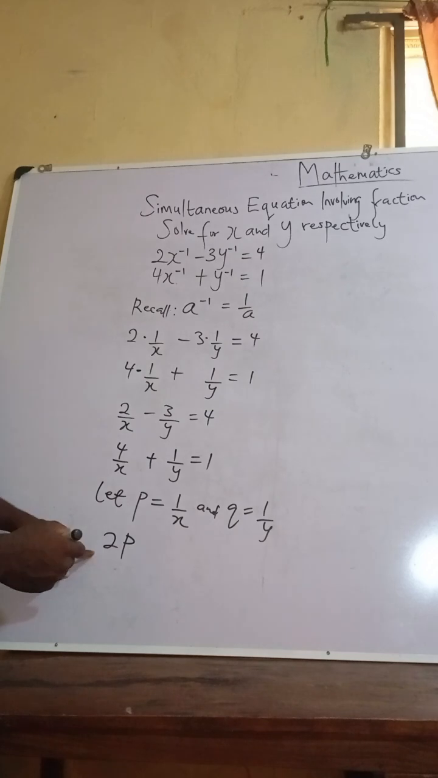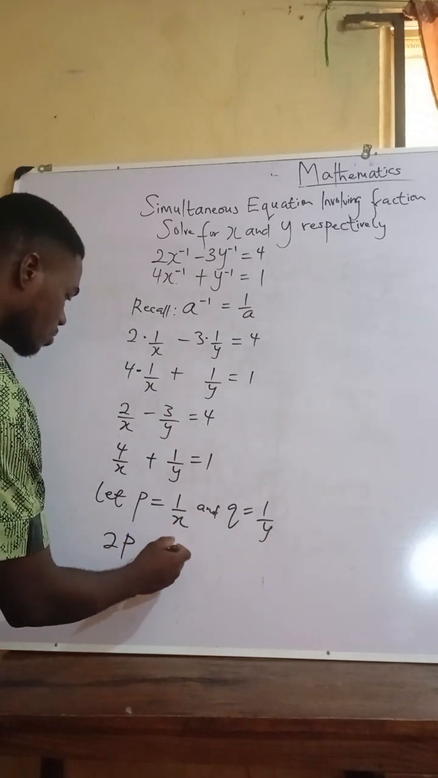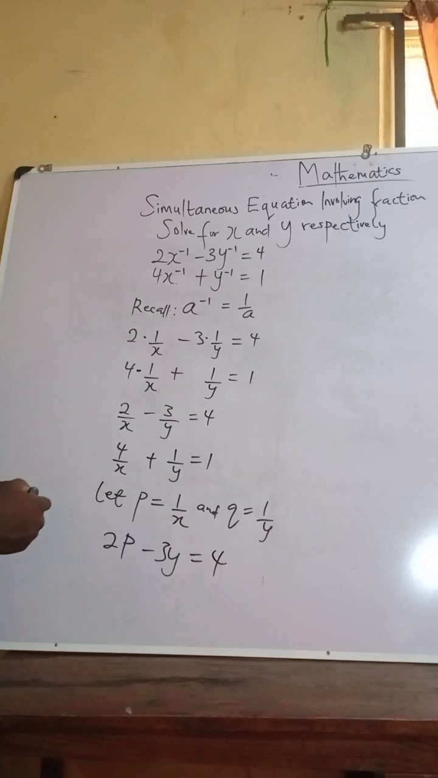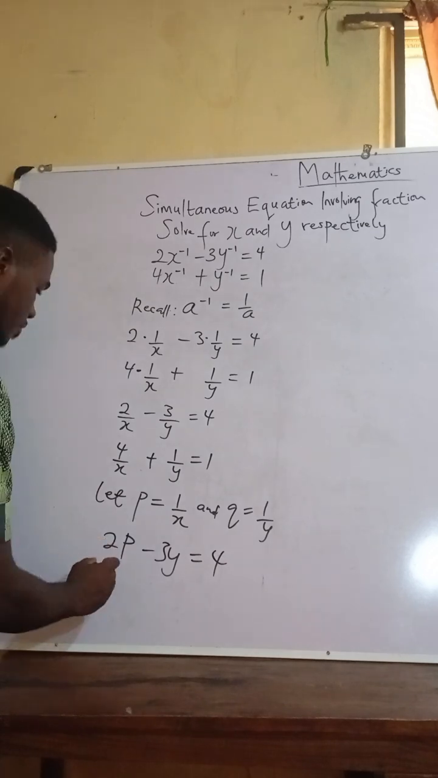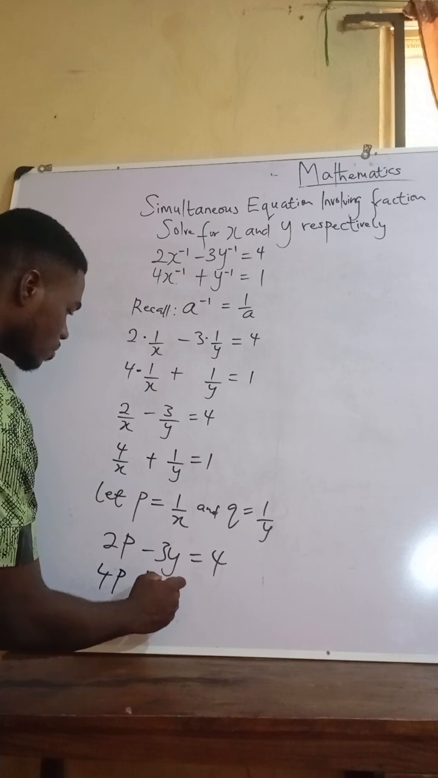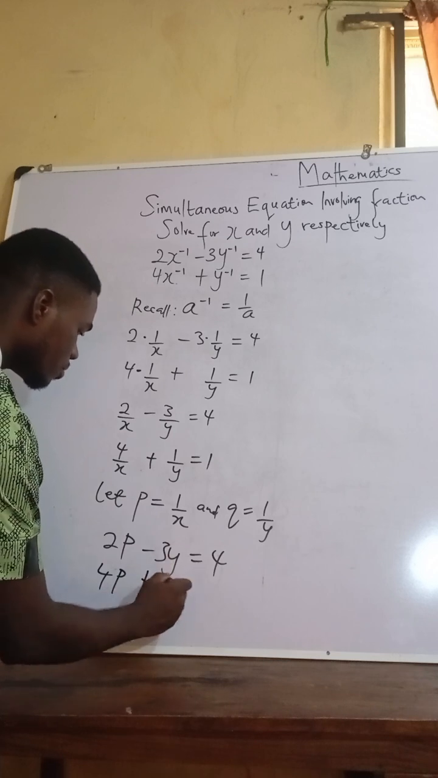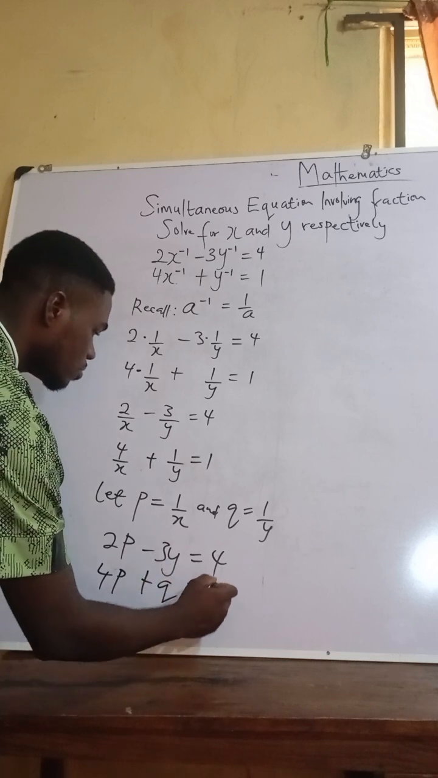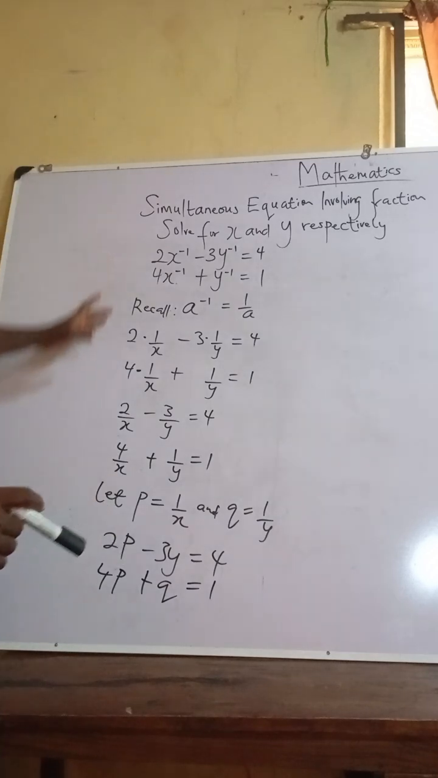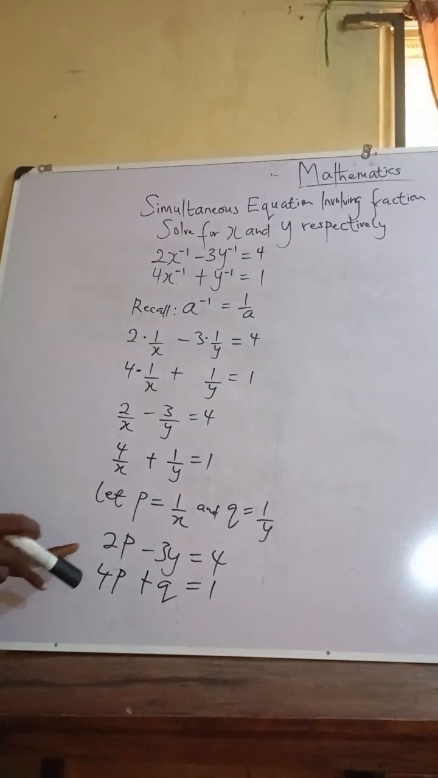So I'm having 2p minus 3q is equal to 4. That is my equation 1. Then the next one is going to be 4p plus q is equal to 1. Now you can see that your fractions have been resolved to whole values. At this point, you can now solve with any method of simultaneous equations you know very well.